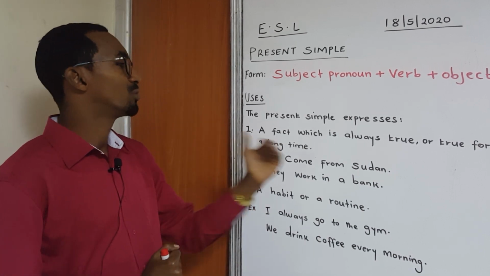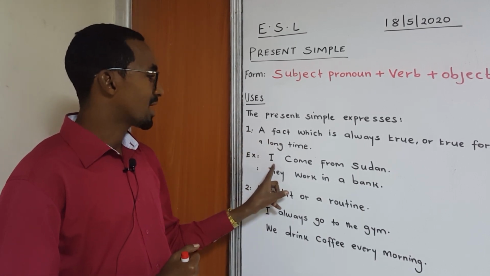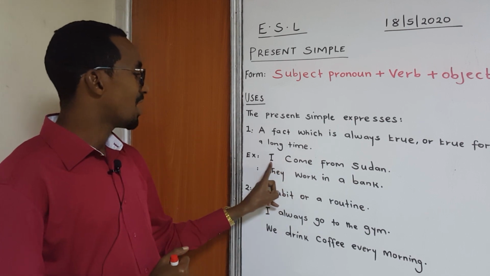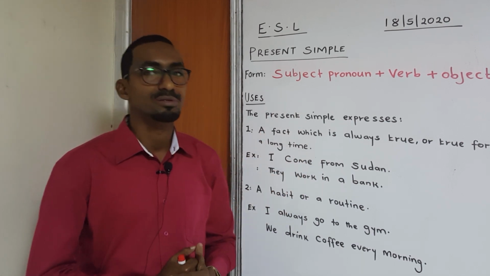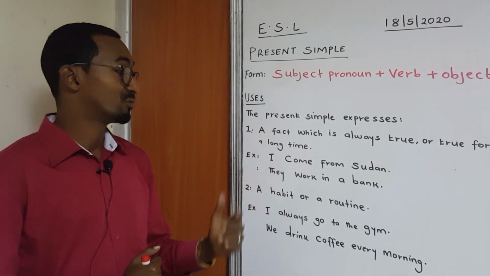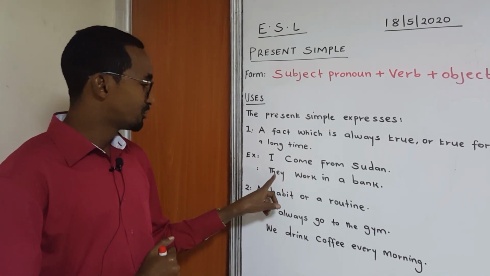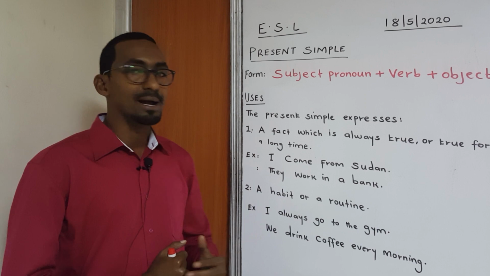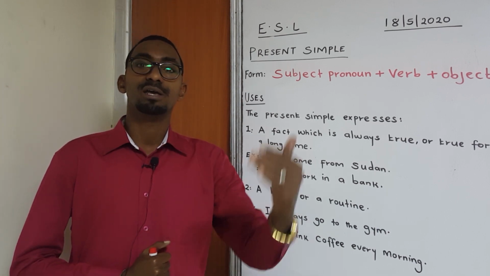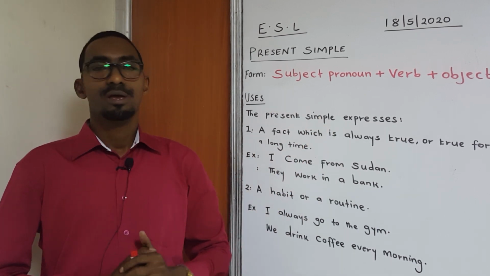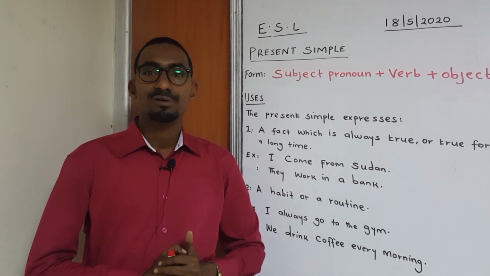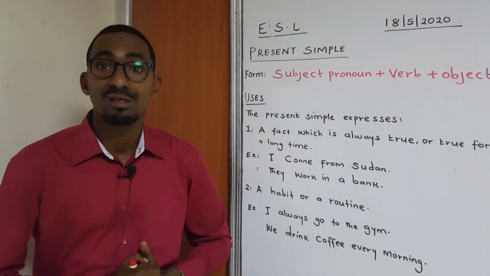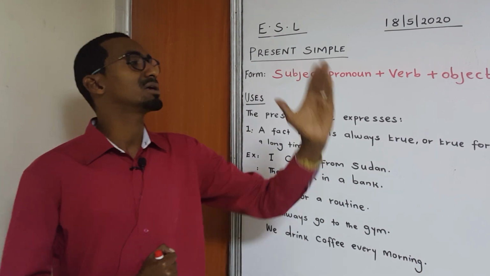A fact which is always true. For example, I come from Sudan. Look at this. I, that is the subject pronoun. Come is also the verb. I come from Sudan. Sudan is a place. Number two, they work in a bank. This is a fact. If you know that one of your friends or two of your friends are working in the bank, you will say they work in a bank.